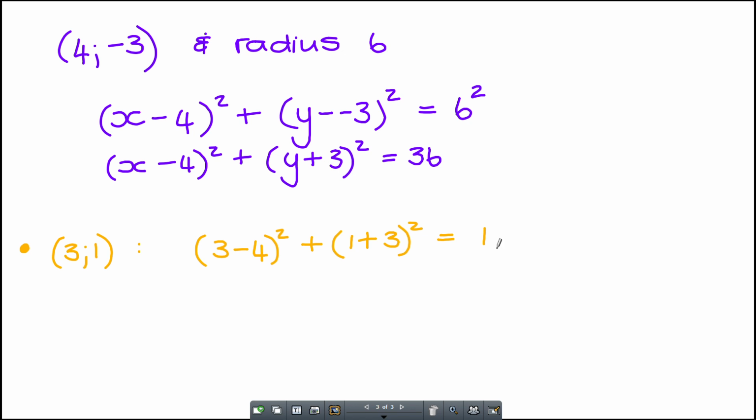Then over here, plus 1 plus 3 gave me 4. And 4 squared is 16. So that actually gives me a final answer of 17. And how much should it have been? 36. Okay, so 17, can you see, is smaller than 36. And when it's smaller than my radius, it would be what?